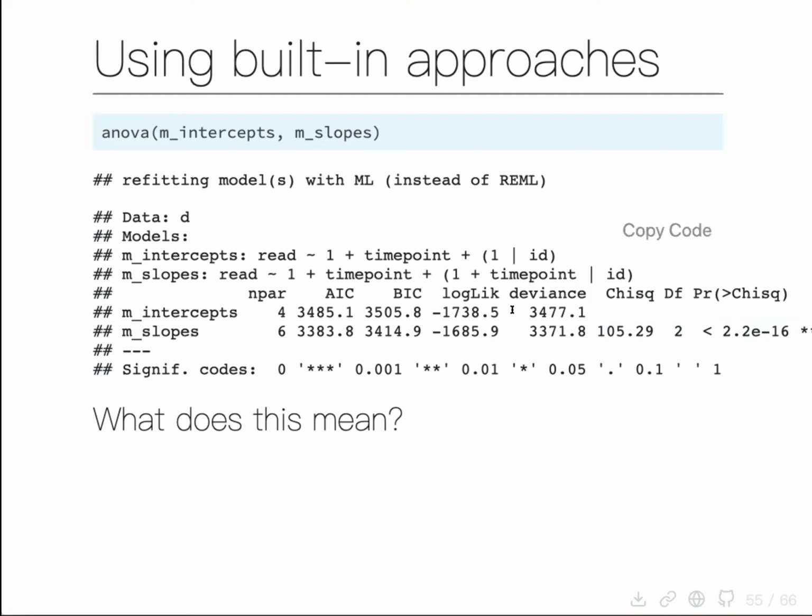And so if we just look up that value on a chi-square test, we'll see it's really unlikely that that change is due to chance, right? That's what the p-value is telling us. And so we would conclude from that chi-square test that the M-slopes model is displaying a better fit to the data than the M-intercepts model.